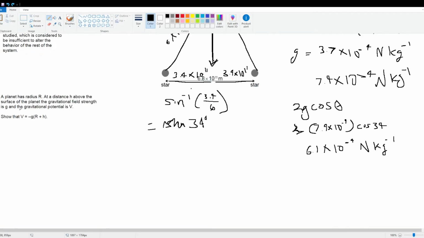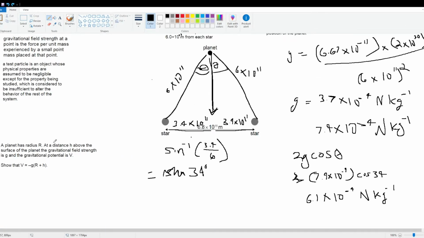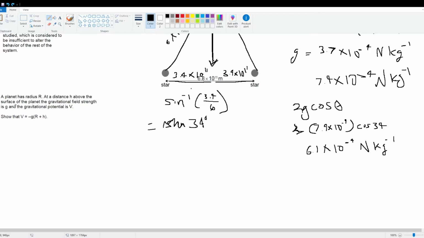Now we've got to get into this question. Now this question I feel is even more difficult. So a planet has radius r. At a distance h above the surface of the planet, the gravitational field strength is g, and the gravitational potential is v. Show that v equals negative g bracket r plus h.